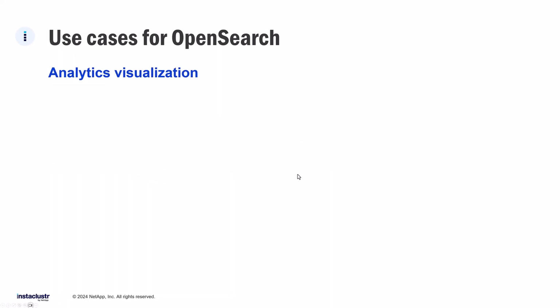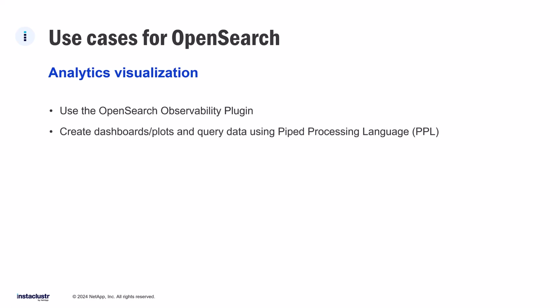You can use the OpenSearch Observability plugin to create an analytics dashboard for your data. It has its own query language called the piped processing language. You can also aggregate and visualize data from multiple sources, such as the performance at each level of a stack or web application, or multiple social media analytics streams.